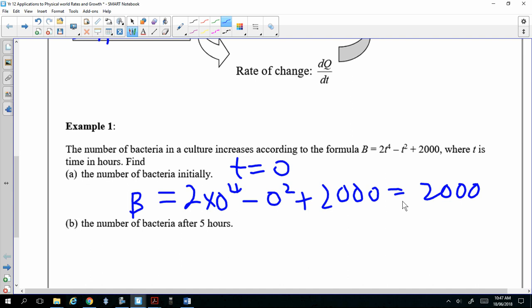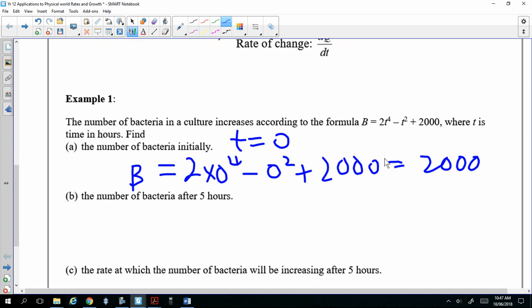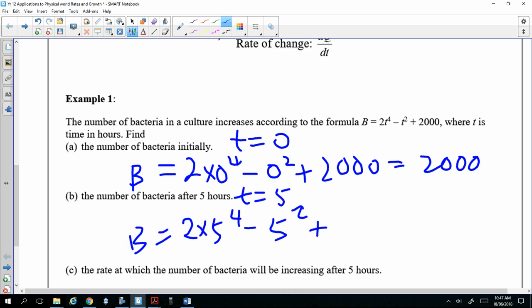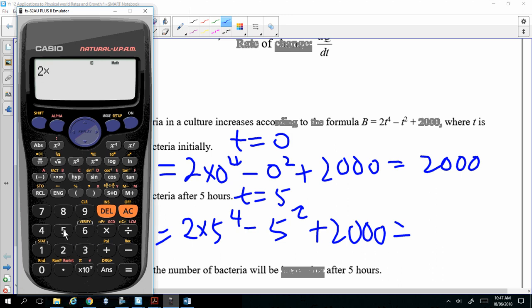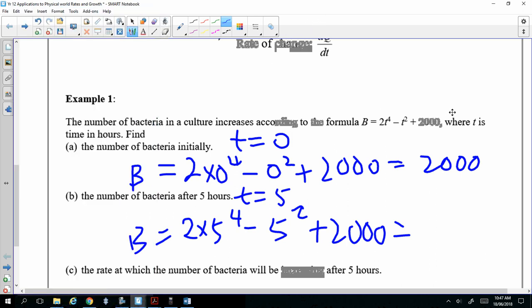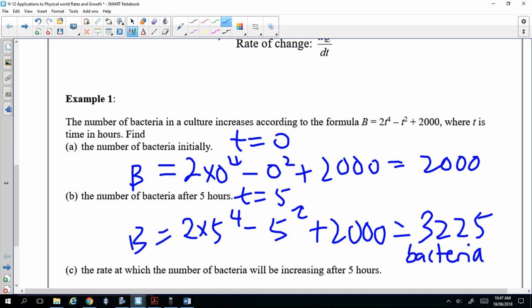Next, the number of bacteria after 5 hours. So what you do is you substitute t equals 5 to work out how many bacteria after 5 hours, and you use your calculator. So you get 2 times 5 to the power of 4 minus 5 squared plus 2,000. You get 3,225 bacteria. Okay, so that's how we get the quantity.